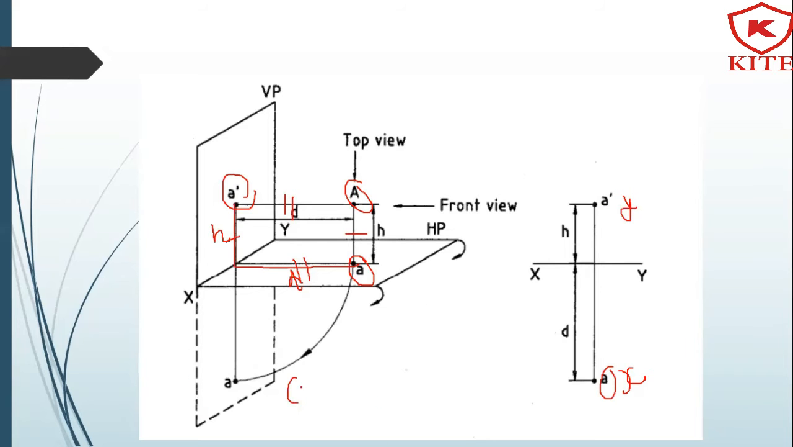In the XY line, in the first quadrant, the distances are H and D.